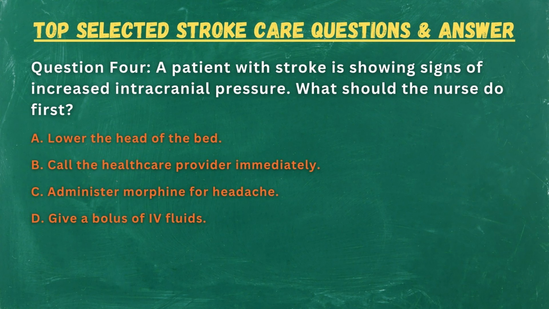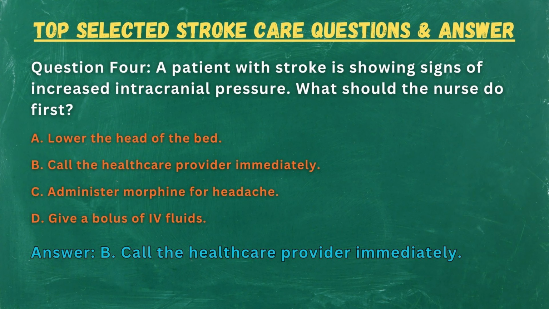Question 4. A patient with stroke is showing signs of increased intracranial pressure. What should the nurse do first? A. Lower the head of the bed. B. Call the healthcare provider immediately. C. Administer morphine for headache. D. Give a bolus of IV fluids. Answer. B. Call the healthcare provider immediately.